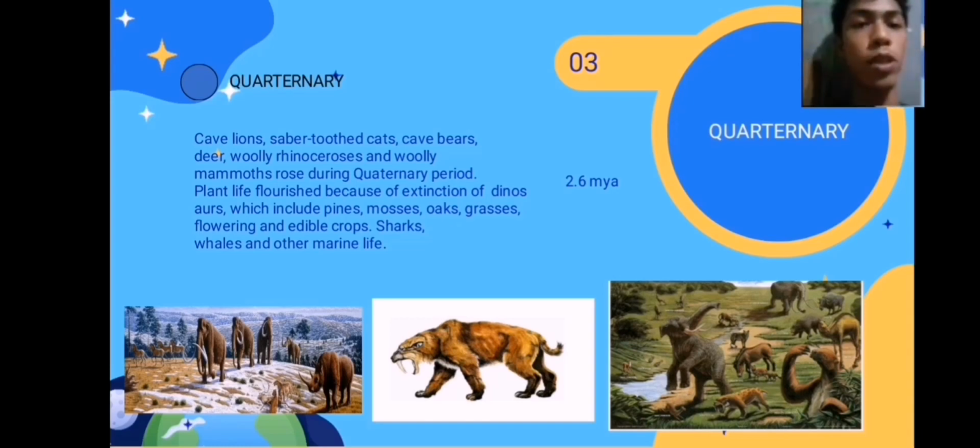During this period, cave lions, saber-toothed cats, cave bears, deer, woolly rhinoceros, and woolly mammoths rose during the Quaternary period. Plant life flourished because of the extinction of dinosaurs, which include pines, mosses, oaks, grasses, flowering plants, and edible crops. Sharks, whales, and other marine life.